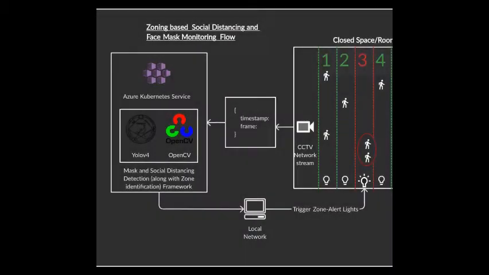The number of violations in each zone is continuously relayed back to the authorities. If there is a social distancing violation being detected in a zone, the information is then relayed using a local area network to trigger zone alert lights. These zone alert lights are basically a visual indication to alert people that they are not maintaining the recommended social distance at a given time.